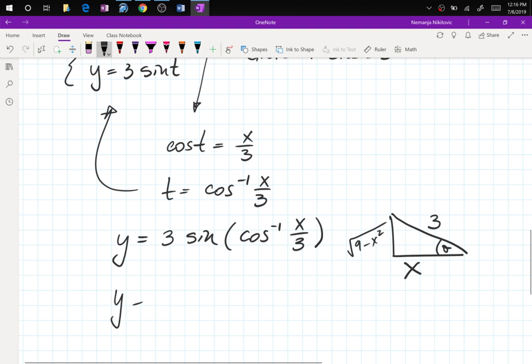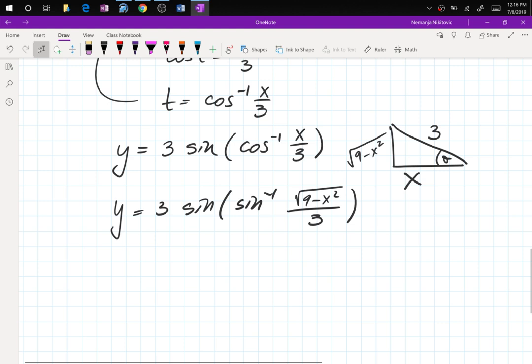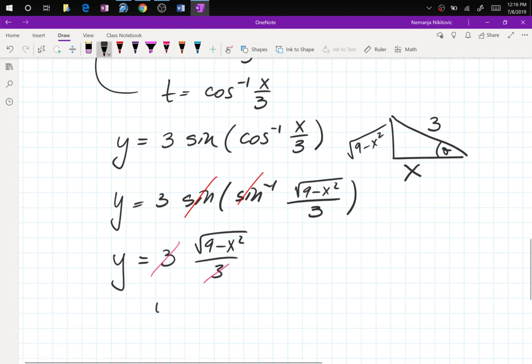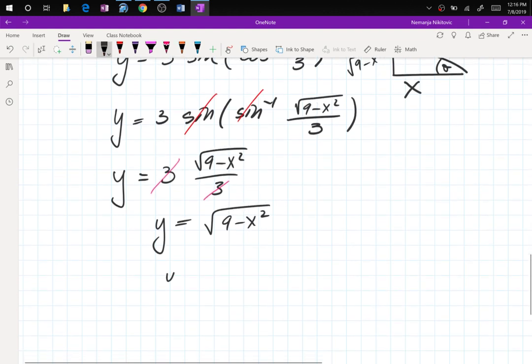And now you rewrite the problem, except this time you have sine inverse. And a sine inverse is going to be opposite, which is the square root of 9 minus x squared, divided by hypotenuse, which is 3. At this point, these cancel, and you are left with y is equal to 3 times square root of 9 minus x squared over 3. So now these cancel, and you are left with y equals square root of 9 minus x squared. Square both sides, y squared equals 9 minus x squared, and here it is, x squared plus y squared equals 9. Yay! Circle.